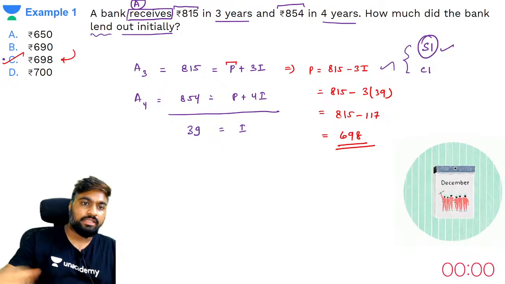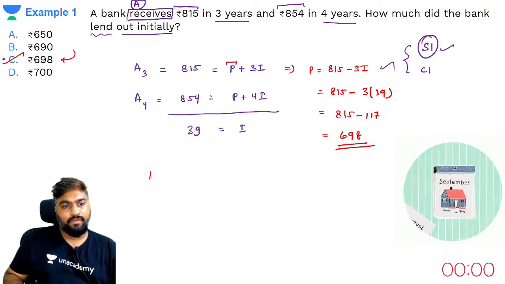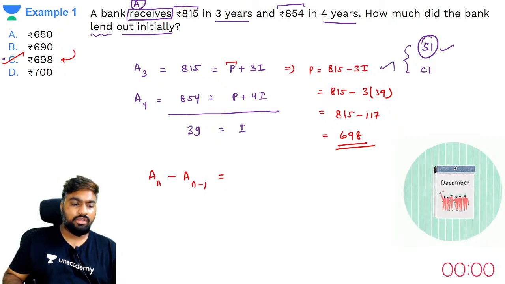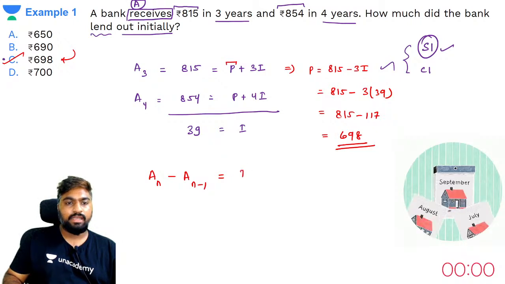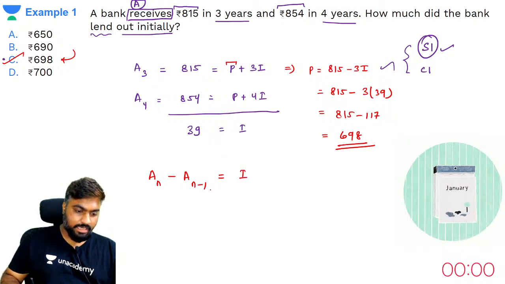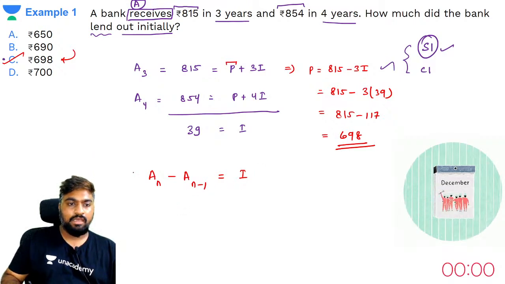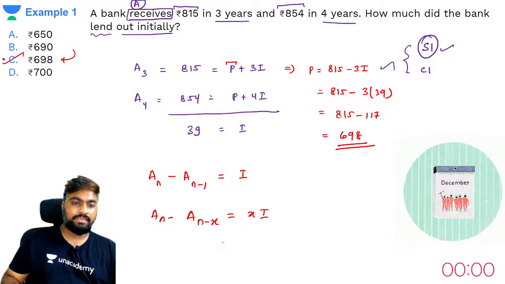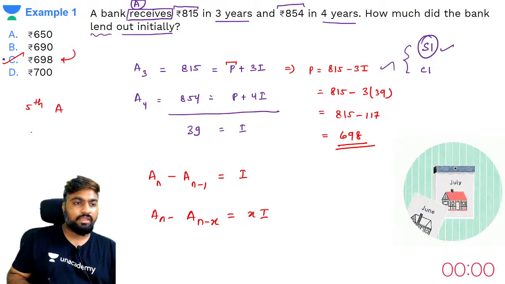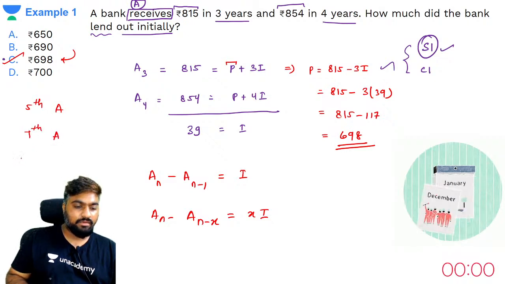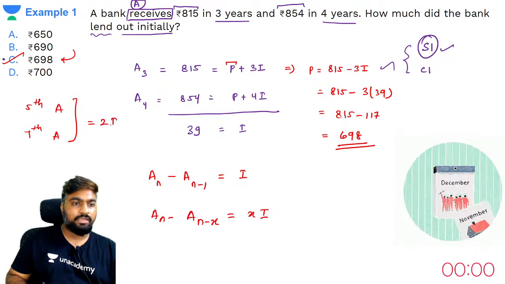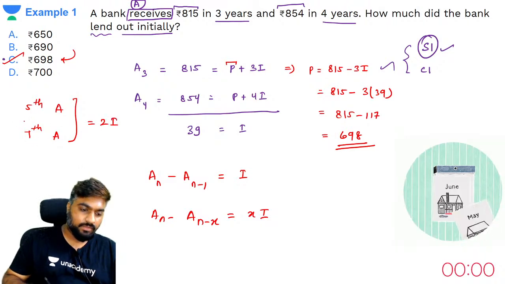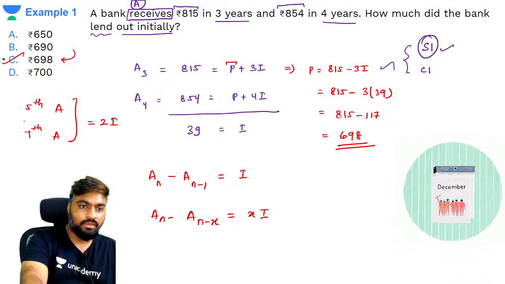Very good. So this you need to understand. If you find the difference between A_n and A_(n-1), the amount for n years and the amount for n-1 years, you will get the interest. If you find the difference between A_n and A_(n-x), you will get the interest for x years. For example, if the 5th year's amount and 7th year's amount are given and I find the difference between them, the difference will be 2 times the interest, 7 minus 5. Cool? Done?